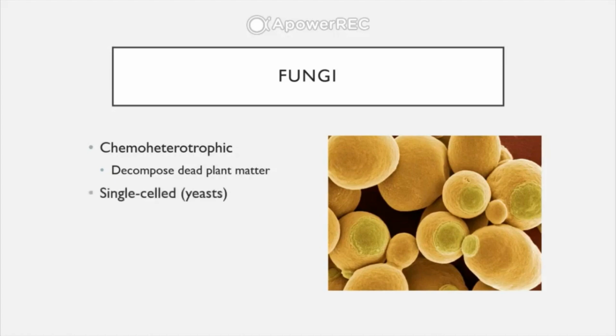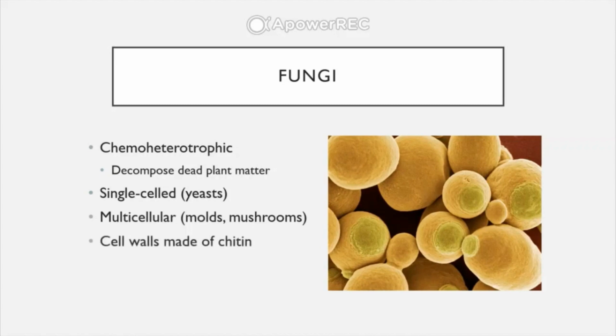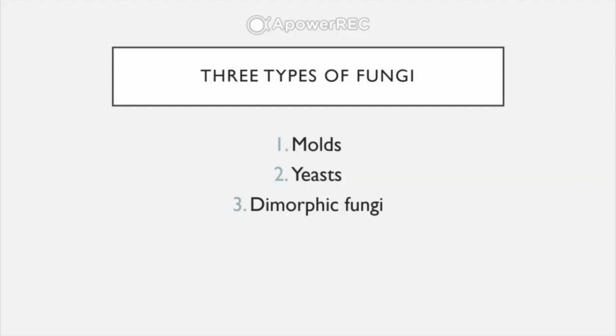We have single-celled fungi, which are called yeasts. And we also have multicellular fungi, which are called molds and mushrooms. The cell walls of fungi can be made of chitin, and they can reproduce sexually or asexually using spores. There are three types of fungi: the molds, yeast, and dimorphic fungi.